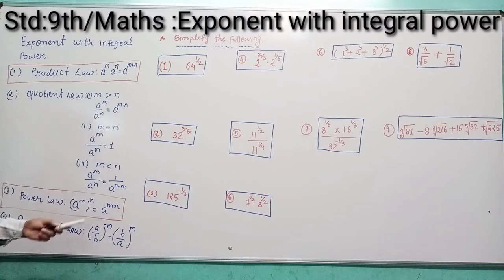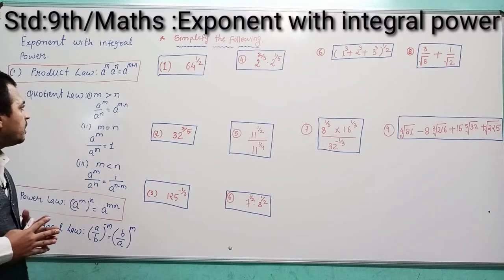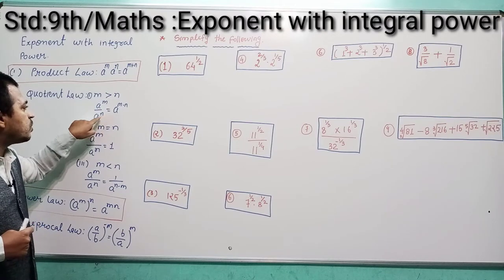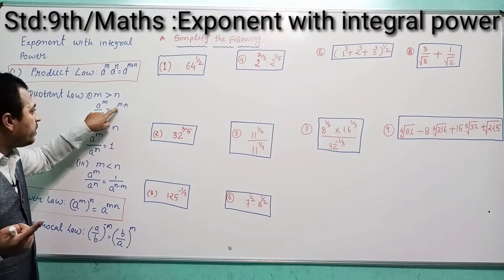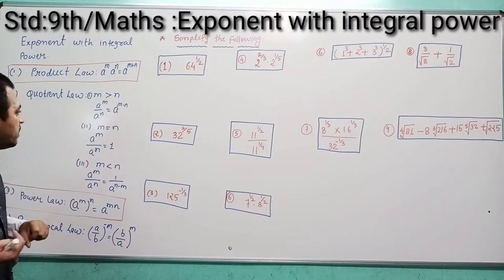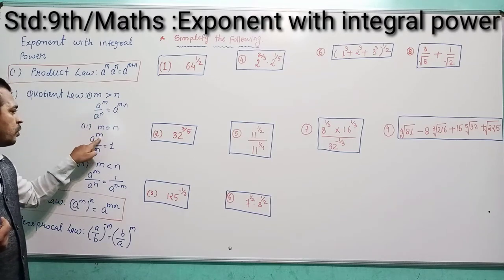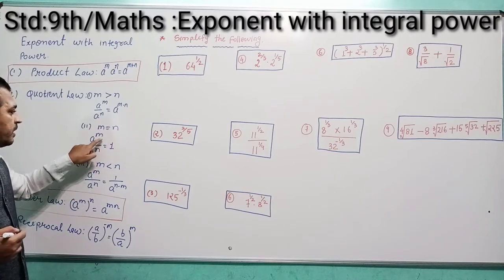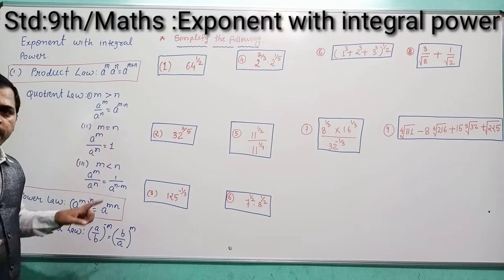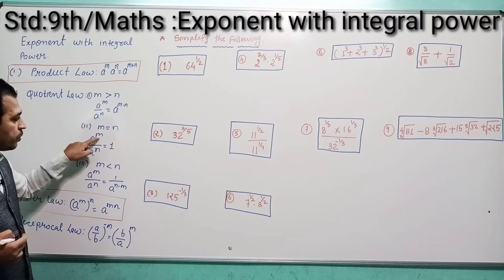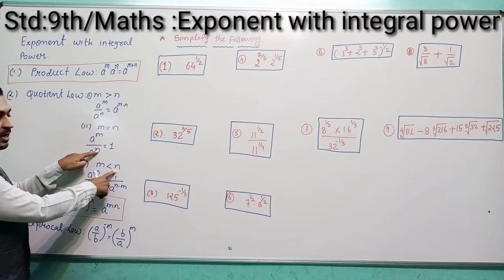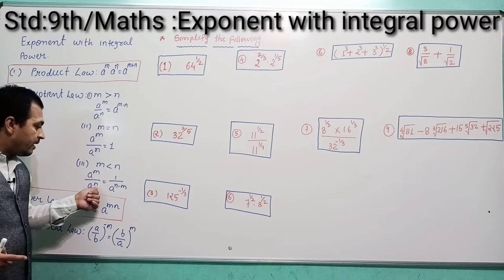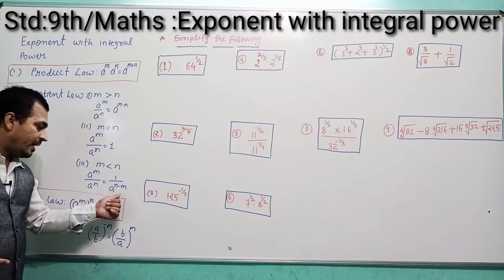Similarly, students, the quotient law. In the quotient law, there are three conditions about powers. If the power in the numerator is greater than the power in the denominator, so what happens? The power of the denominator will be subtracted from the power of the numerator, right? Second, if the power of the numerator is equal to the power of the denominator, then this can be cancelled out, so the value will be 1, right? If the power of the numerator is less than the power of the denominator, so what happens? The power of the numerator will be subtracted from the power of the denominator of that term, right?